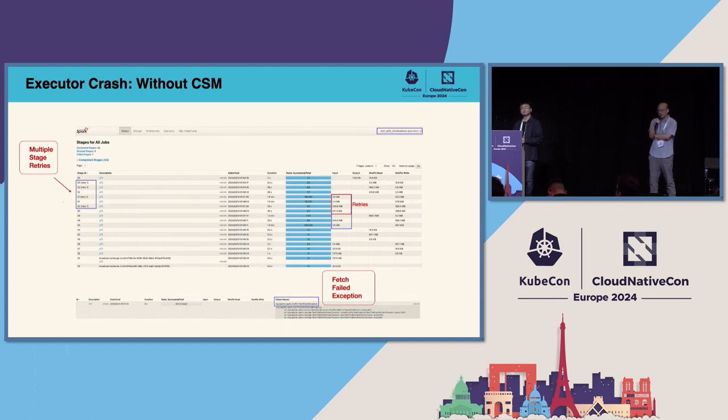And on the right-hand side, you can see there are multiple entries in the input column. That's because when the job does retries, it has to reread the data from the source. So when those retries happen, it takes a lot of time, and that's all dollars.